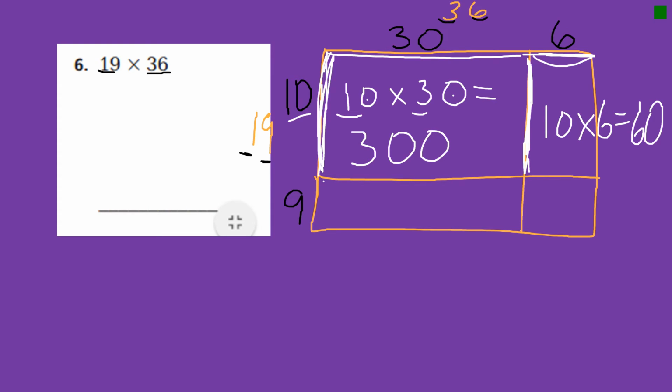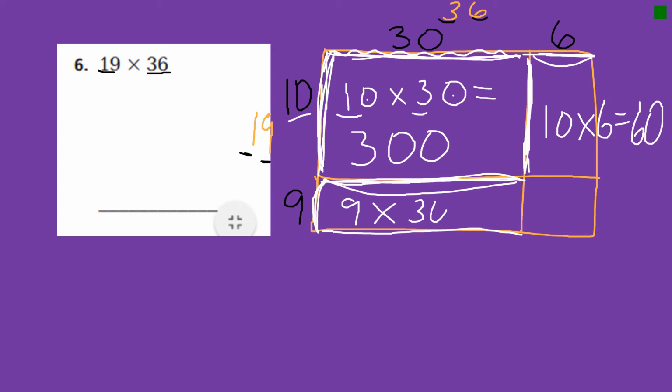So let's do this one down here. 9 rows of what? This one's not labeled either. Let's find a parallel line that is labeled. Well, there's a parallel line not labeled. Oh, look up here. There it is. It's 30. So this is 30, then this is 30. 9 rows of 30. So 9 times 3 is 27, and 1 zero, 270.